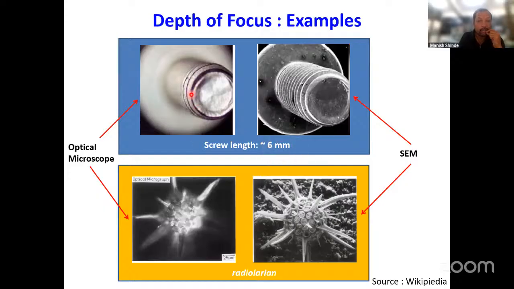Now if I try to look at this screw through an optical microscope, what happens is I can focus either at the top of the screw or I can focus at the bottom of the screw, but I cannot focus at both places because of the lesser depth of focus of the optical microscope.